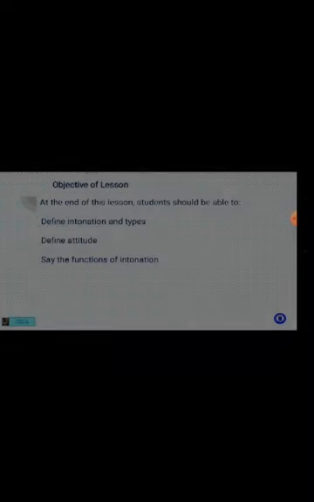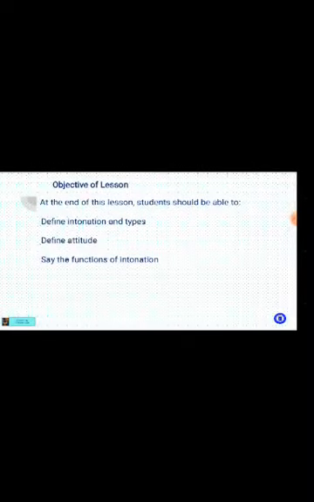Topic outline: definition of intonation, types of intonation, definition of attitude, functions of intonation. Objective of lesson: at the end of this lesson, students should be able to define intonation and types, define attitudes, say the functions of intonation.